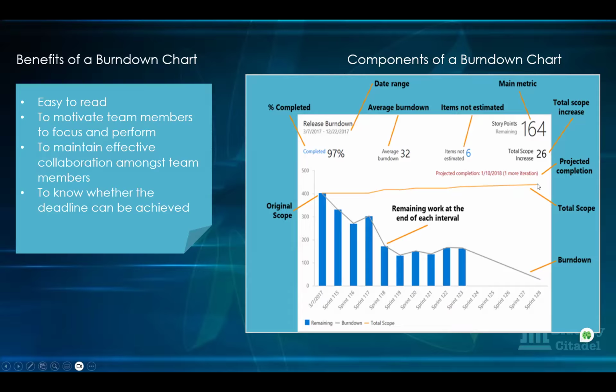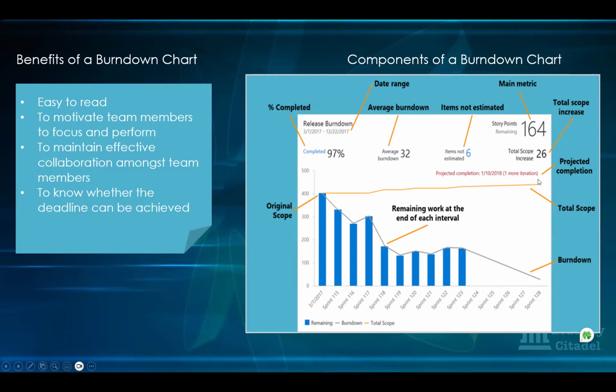Now, the yellow line you see at the top here is the total scope line. Okay, so the total scope, looking at, okay, when we started, 400 story points was what was committed to the sprint. And then as time goes on, you can see that line is not straight, it's increasing.